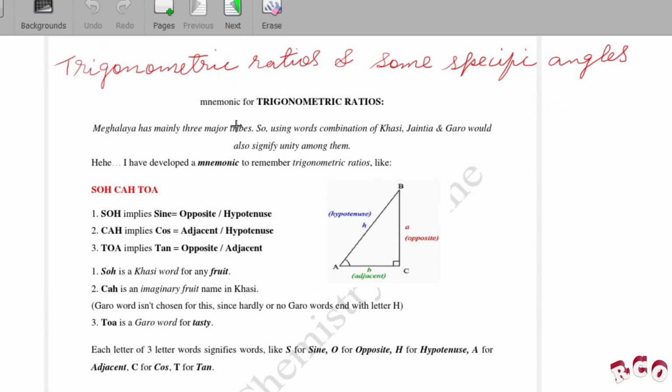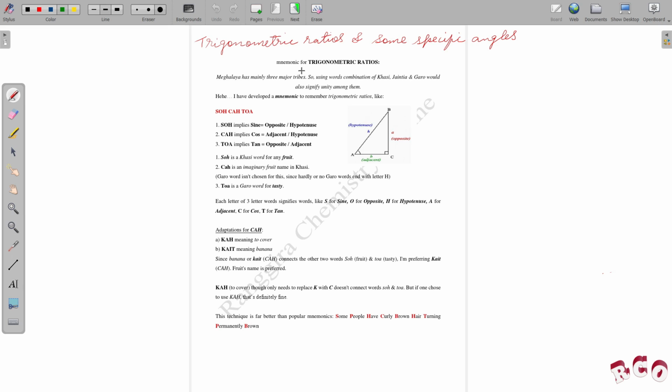In this class, I would like to talk about some tricks to remember trigonometric ratios, and using the tricks, we would be trying to find the values of some specific angles like 90 degree, 60 degree, 30 degree, 45 degree and 0 degree. So using these tricks, we will be finding the values of this as well.